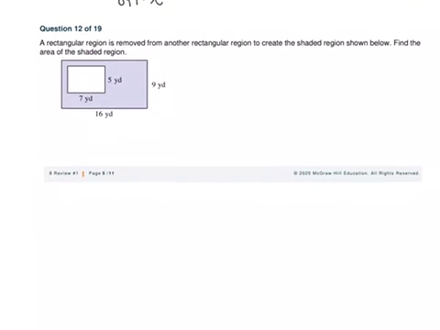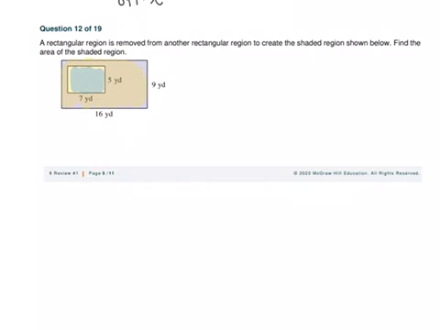All right, and then number 12 on the test has you find the area of the shaded region. So remember, it is two rectangles again. We're going to find the area of this outside rectangle, which we'll call the yellow rectangle. And then we're going to subtract out the inside rectangle, which I'm going to color in blue, so that I can find the area of the shaded region.